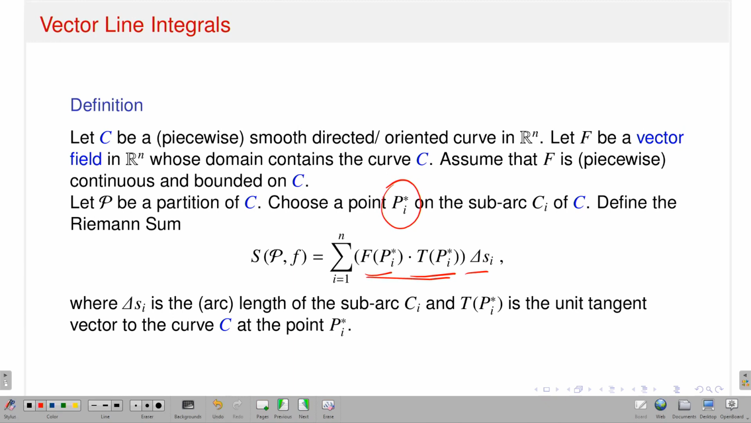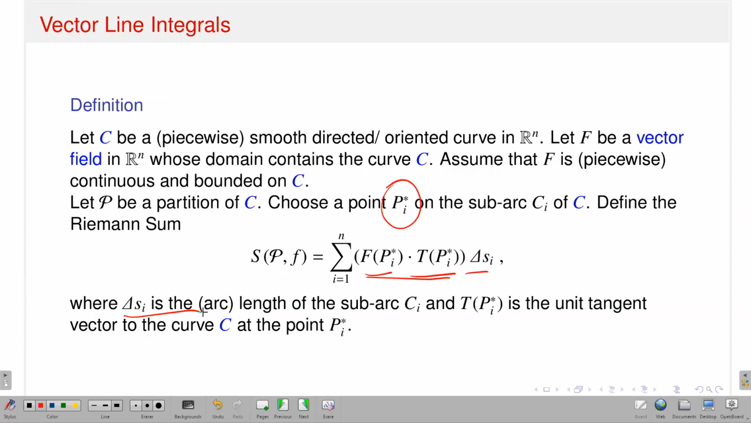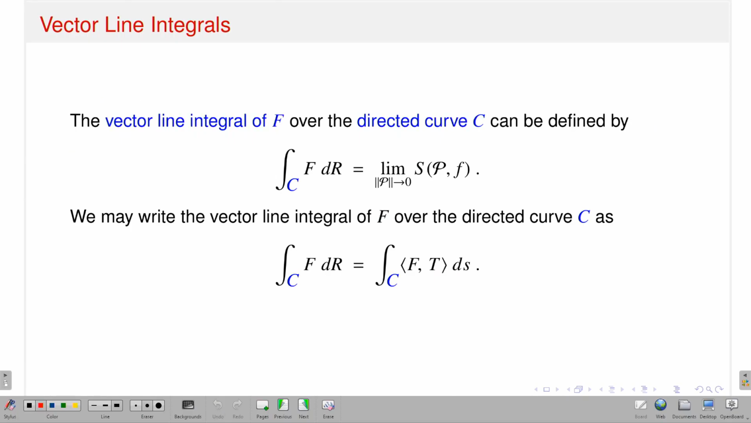Then you take the arc length of your Ci, and sum it up from i equals 1 up to n if you have n points in the partition, and then take finer and finer partitions, that means the norm of the partition goes to 0. If the limit exists, then this is called the vector line integral. As I said, this is the arc length, this is the unit tangent vector, and capital F of Pi star is the vector associated at the point Pi star, because capital F is a vector field. So this is the vector line integral of F over the directed curve C, which is the limit of the Riemann sum.